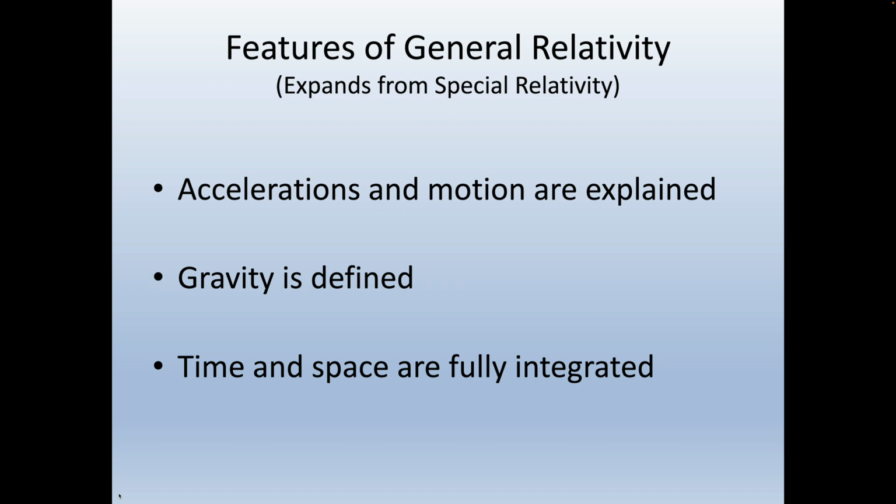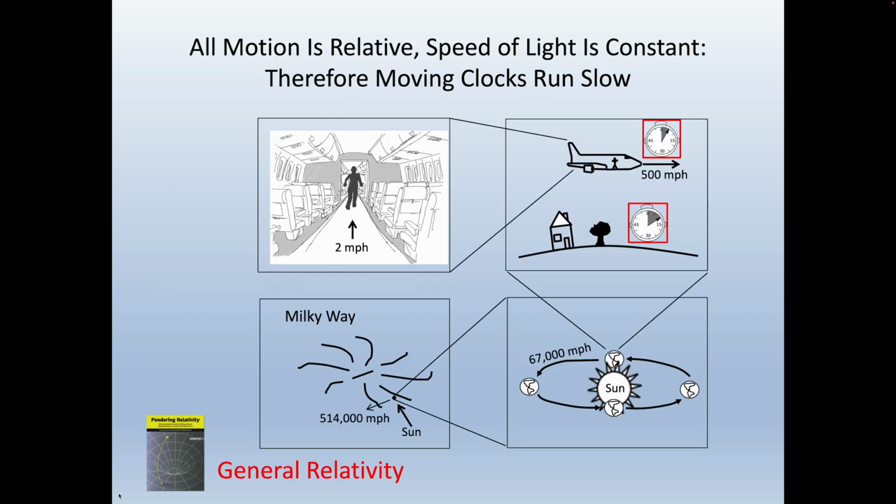General relativity expands on Einstein's earlier theory, now called special relativity, and it does three things. It defines accelerations in addition to just simple relative motions. It defines how gravity works, and most importantly, it more fully integrates time with space.